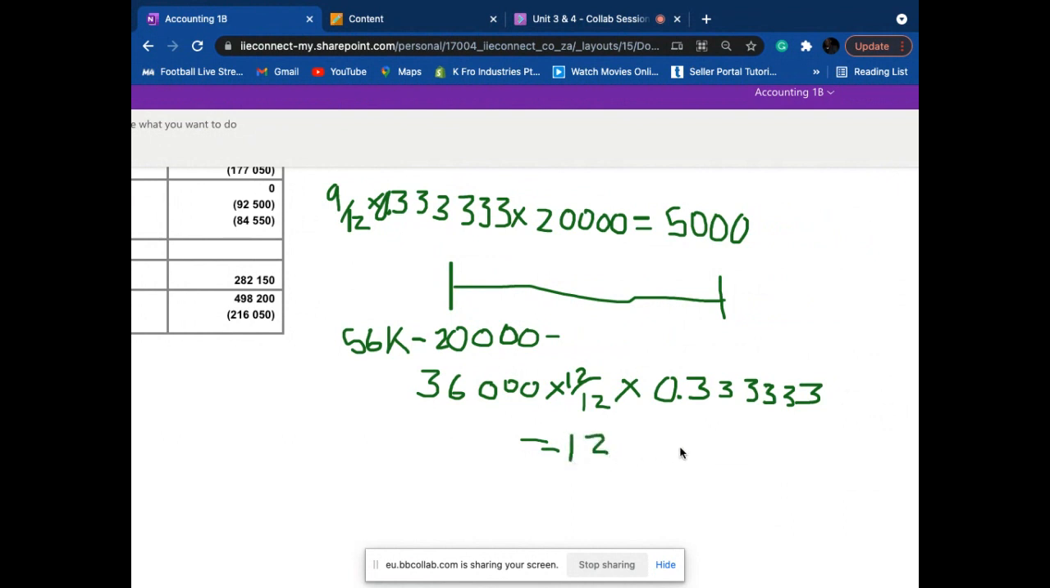Okay, I hope you guys are writing in a more neater fashion than that of myself.